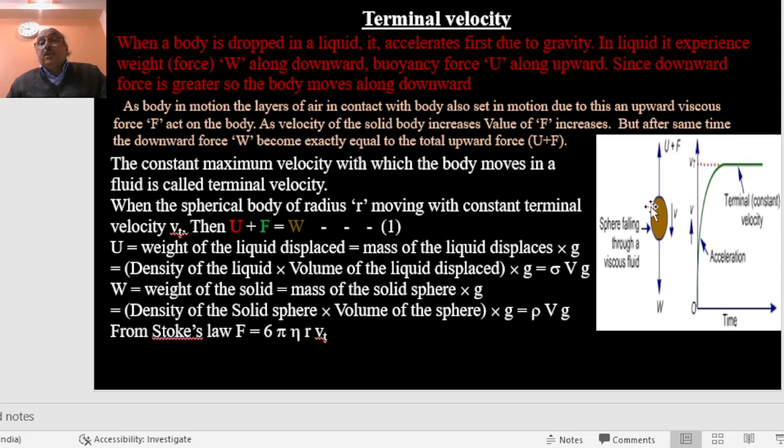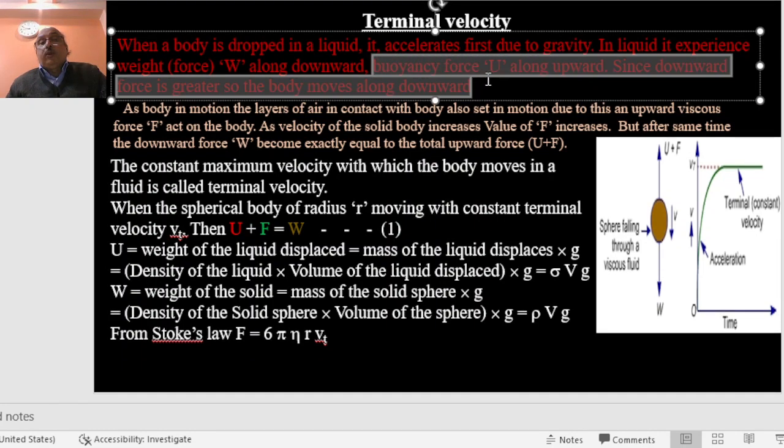Let us say here is an object, and because the object is falling vertically downward inside the liquid because of its weight, the initial velocity will increase because of the acceleration due to gravity. But at the same time, the viscous force also increases in the opposite direction. One another force will also act on this object, that is the buoyancy force.